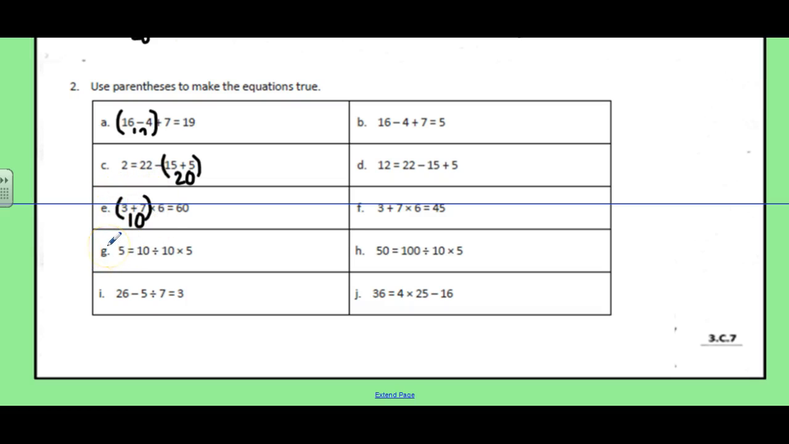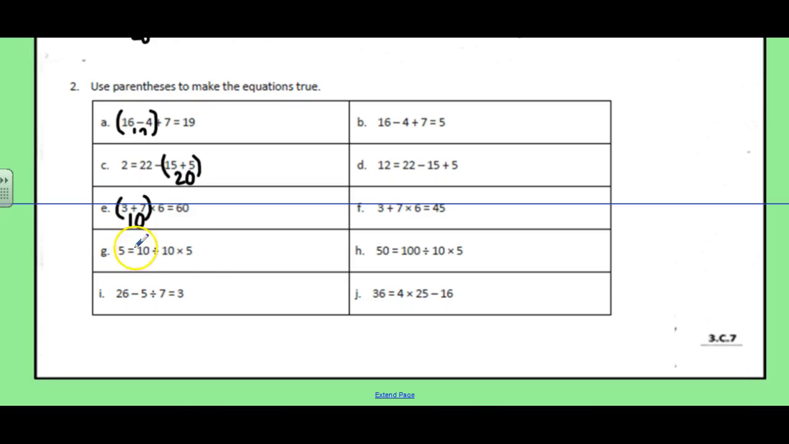I want you to work on G, and I want you to work on I. I know we're working downwards the way that the letters are labeled. We should be working sideways, but it doesn't really matter the order that we solve these. So push pause to work on G and I.